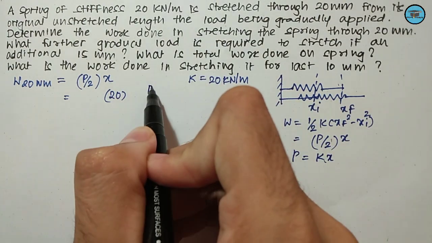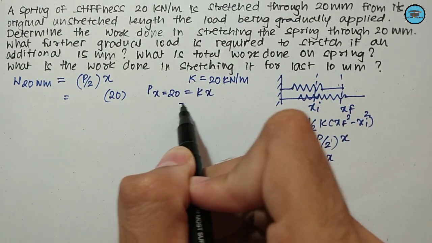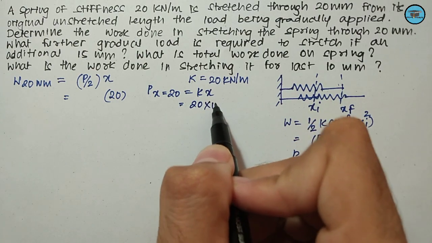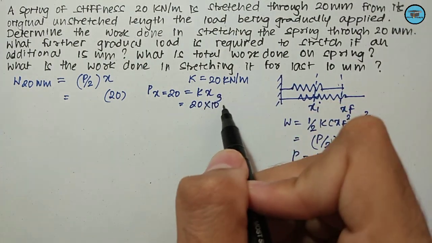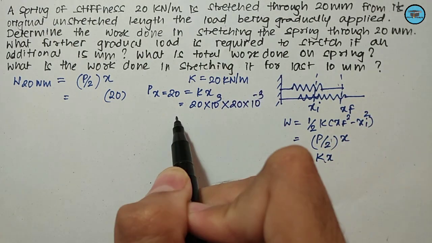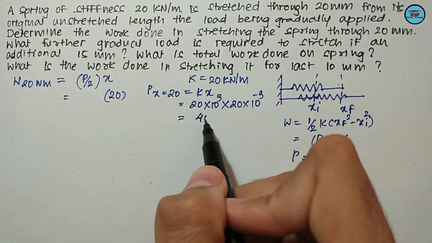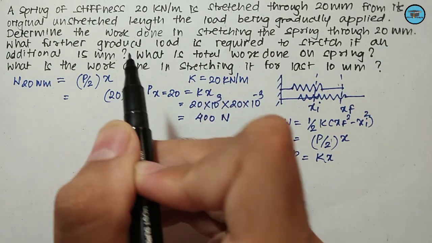So the value of load at x equal to 20 can be given as k into x, and the value of k is known, that is 20 into 10 raised to 3, and the value of x is 20 into 10 raised to minus 3 meter. So the value of load at x equal to 20 comes out to be 400 Newton.